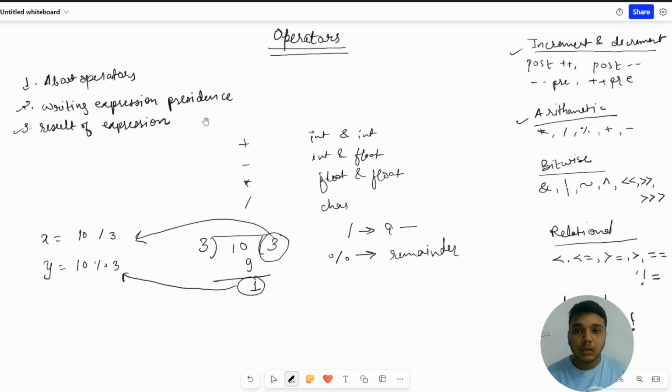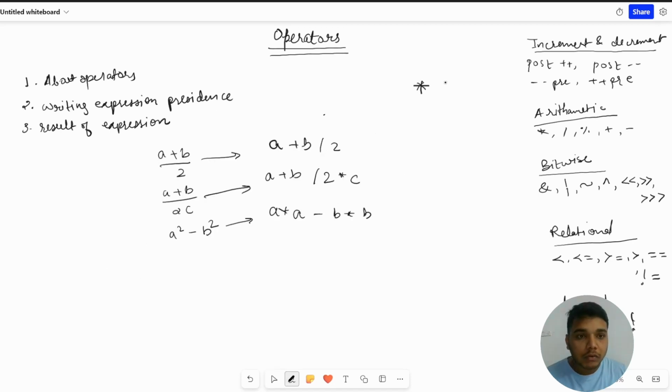Now we are going to see the precedence of the operators. Multiplication, division and modulus have high precedence, and plus and minus have lower precedence. So if in any expression this comes first, the expression will solve this and then this. If we want to change the precedence, we can use parentheses. Let me show you with an example: a plus b, whole divided by 2. If we follow the precedence here, the division operator operates first.